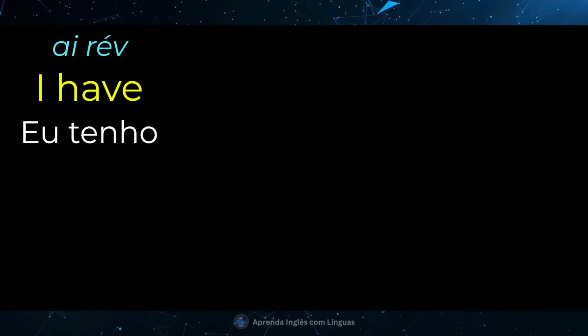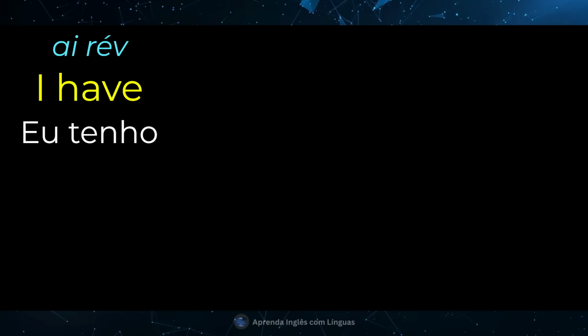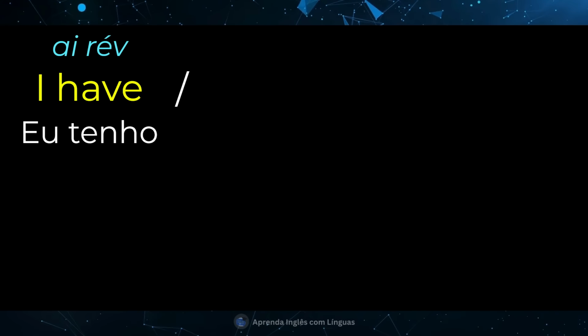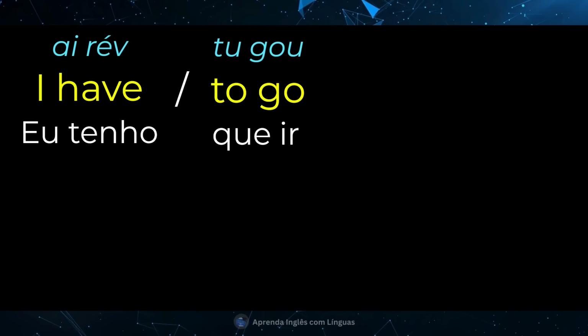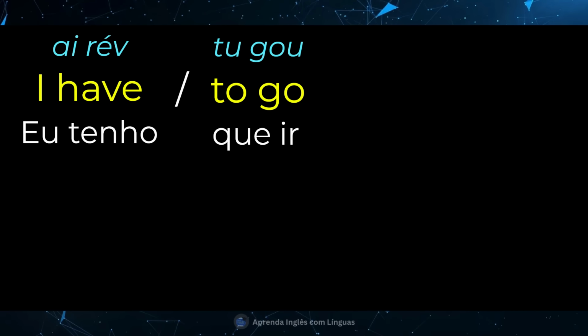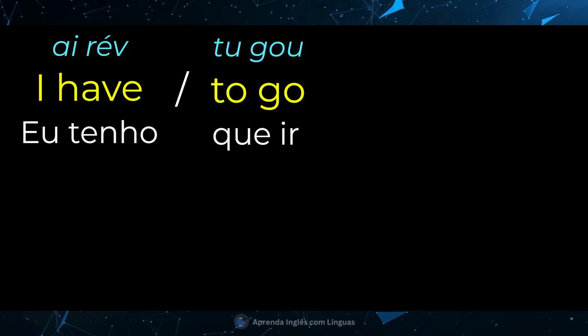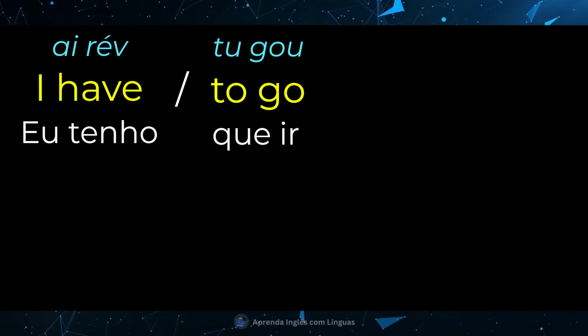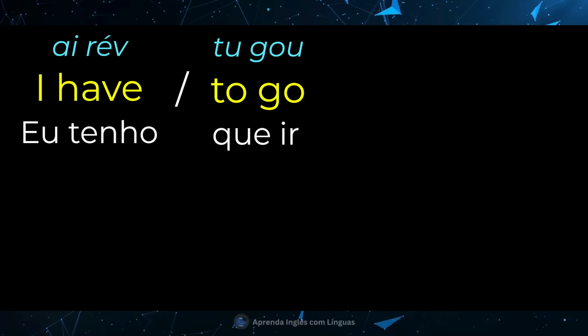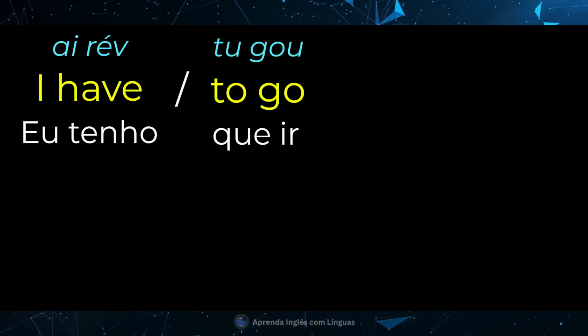E para começar temos: I have. I have. Que significa, eu tenho. Usamos essa estrutura para dizer que temos que fazer algo, por exemplo: to go. Que ir. Eu tenho que ir. I have to go.